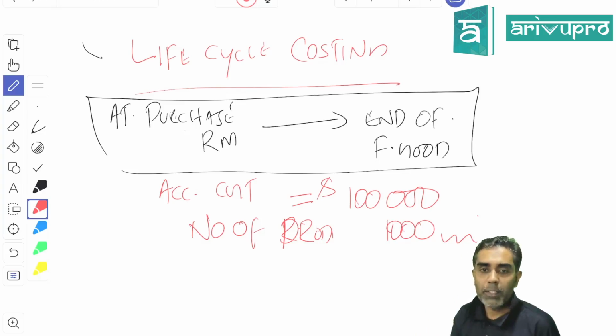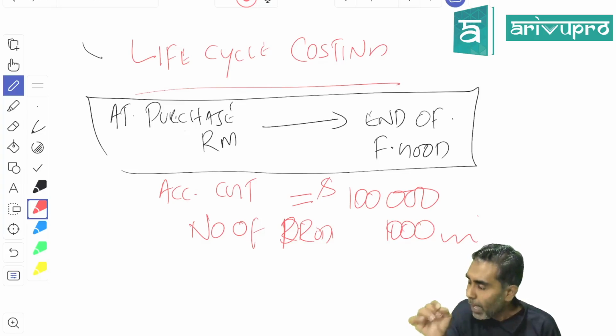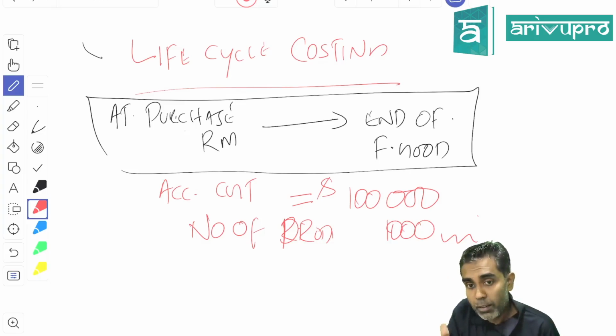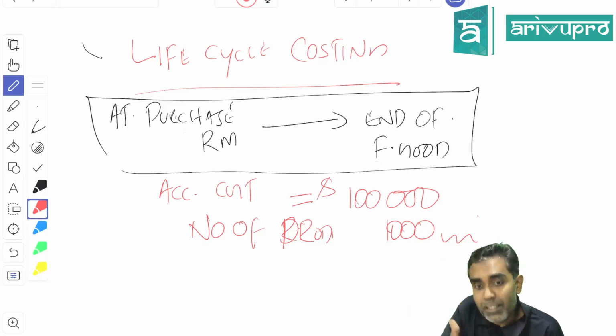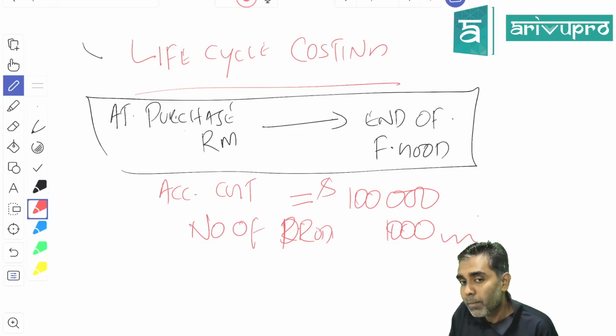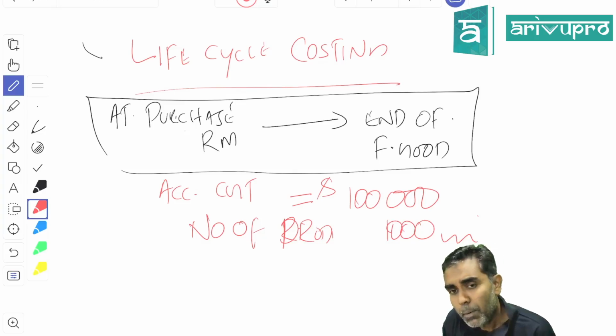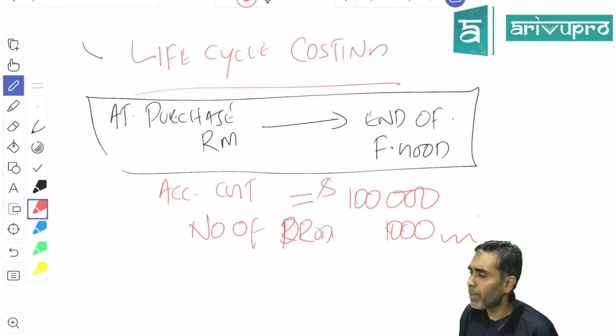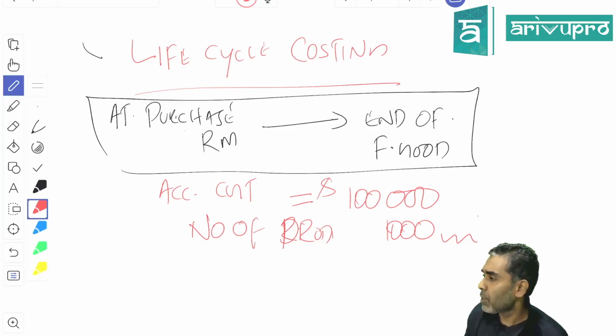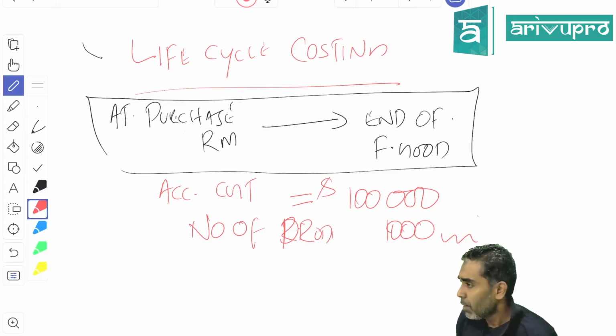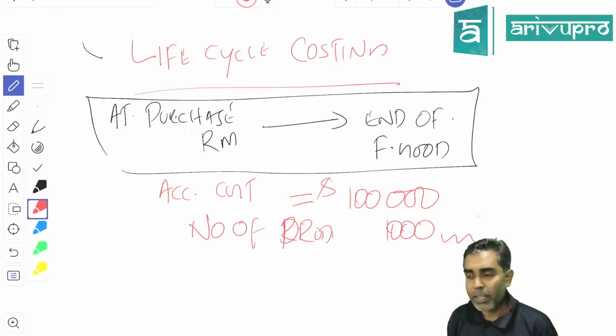But life cycle costing says no. You will have to track and trace all the costs from the introduction, from the research and development, until the entire life of the product, which includes post-manufacturing cost. What is meant by post-manufacturing cost? Have you come across these terminologies before? Pre-manufacturing cost, I said, is research and development. The best example, because you have to design the product.